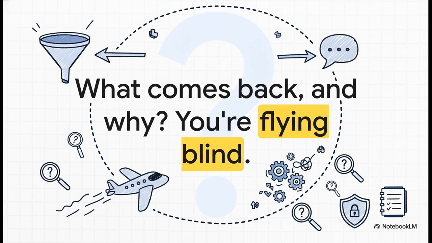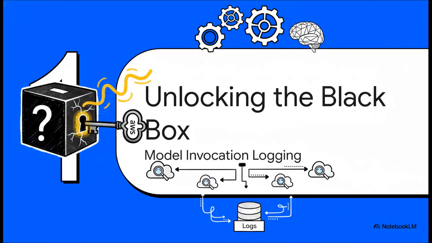I mean, how are you supposed to debug issues or track how different models are performing? Or, and this is a big one, make sure everything is secure. And that is exactly why we need to unlock that black box. The key to doing that is a feature called AWS Bedrock Model Invocation Logging.